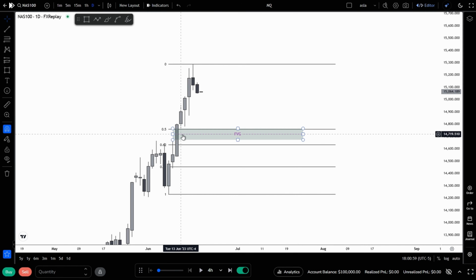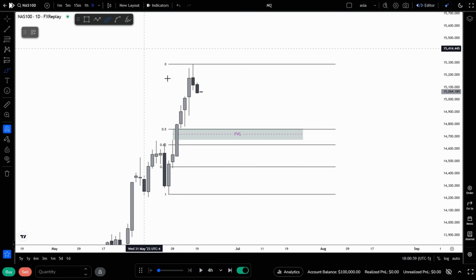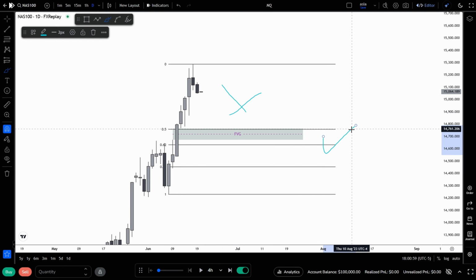Specifically, we want to find a PD array in discount. Looking at the chart, we do have a fair value gap sitting in discount. That becomes our area of interest. If I am bullish, I am not chasing price in premium. I am waiting patiently for price to retrace into that discount fair value gap.